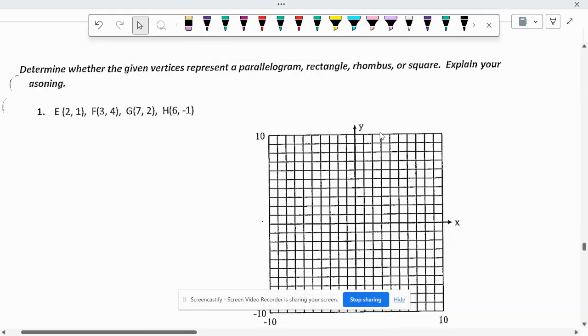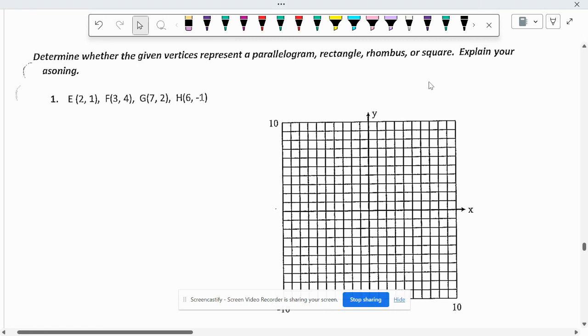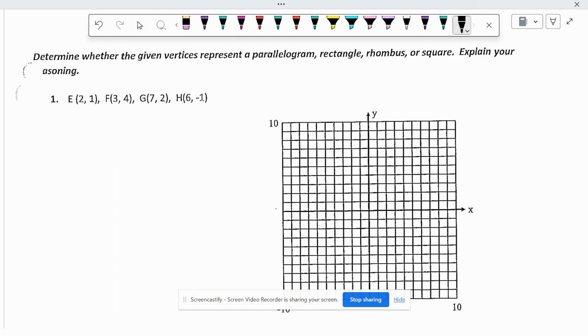All right. So our first quadrilateral is asking us to determine, for all of these examples that we're going to do, numbers 1, 2, and 3, we're going to use the vertices and try to prove that it's a parallelogram, then a rectangle, then a rhombus, and a square. And we have to explain our reasoning, meaning we have to justify every single step. So the first thing that we're going to do is graph the shape.